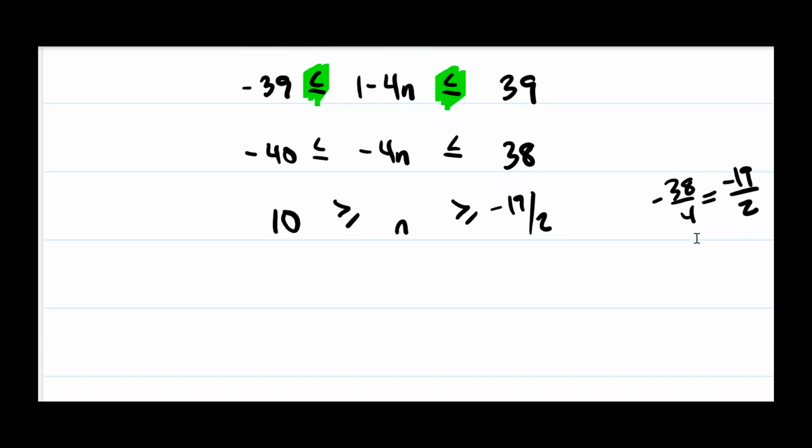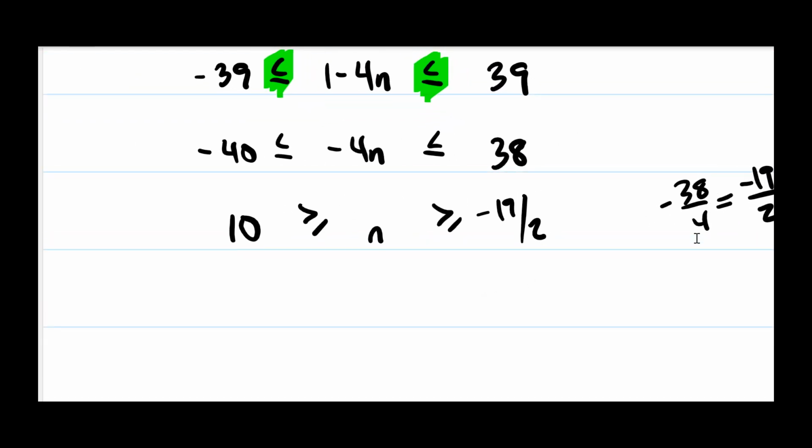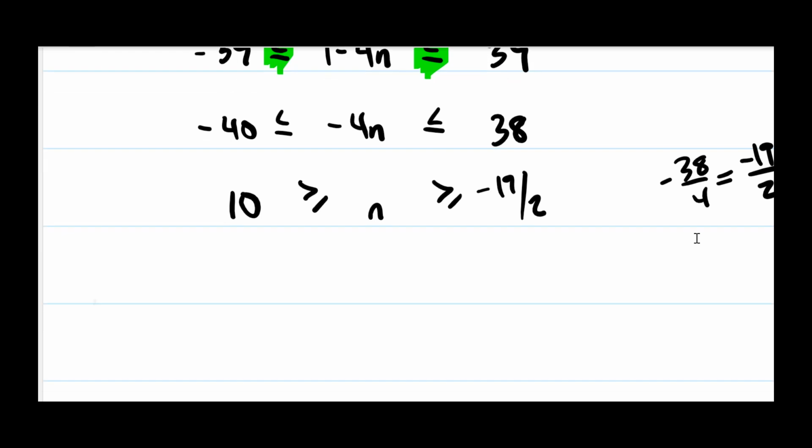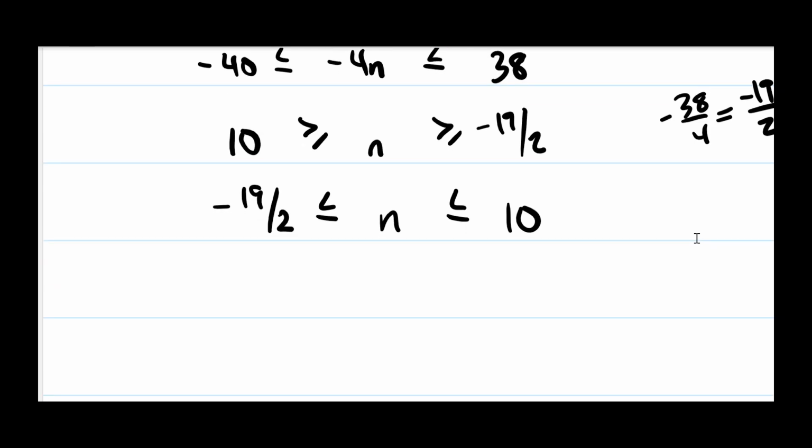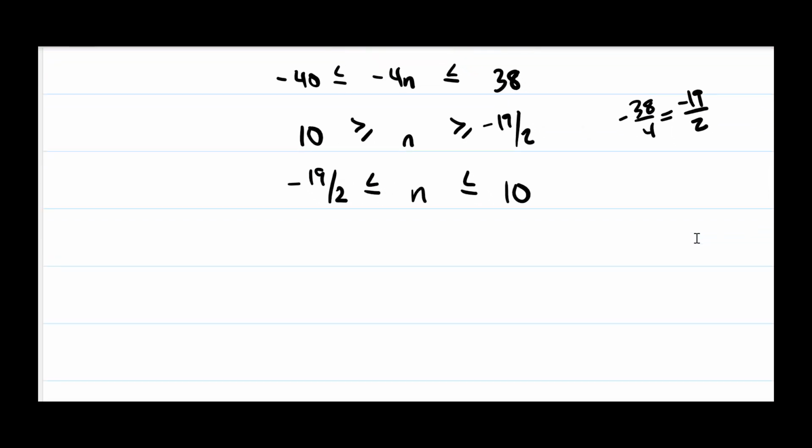Now, what I do next is I have to write this in numerical order. So the way that I would do this, when you have the smaller value on the right side, you've got to flip everything around. So negative 19 over 2, and then flip the inequality symbols, and then put the 10 on the right side. So that is how you would notate that. So that piece of it right there, that's what you do. So negative 19 over 2.